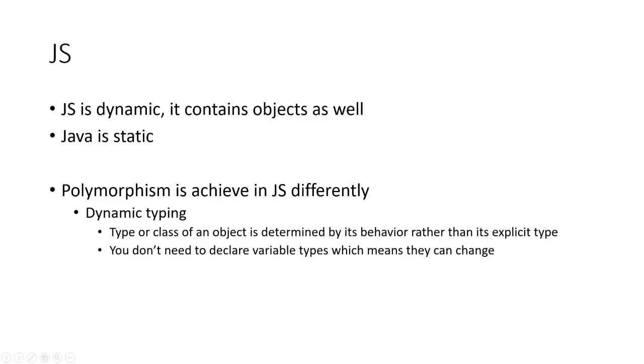So polymorphism is achieved differently in JS. You have to go about it in a slightly different fashion. Like we said, you can use dynamic typing. That's one way to achieve it in JS. This is where the type or class of an object is determined by its behavior rather than its explicit type. And again, you don't need to declare variable types, which means they can change. So polymorphism in JS takes a little bit different flavor. It looks a little bit different.